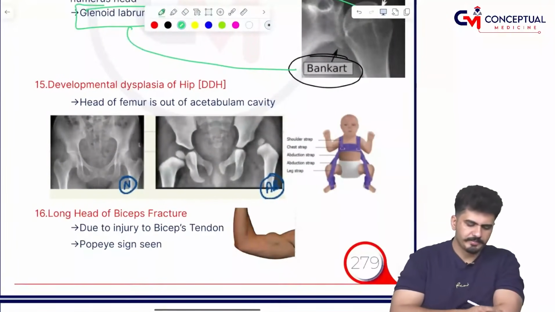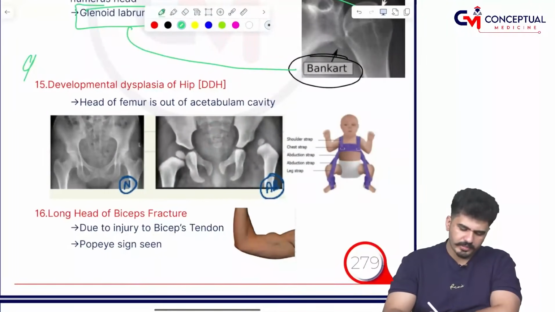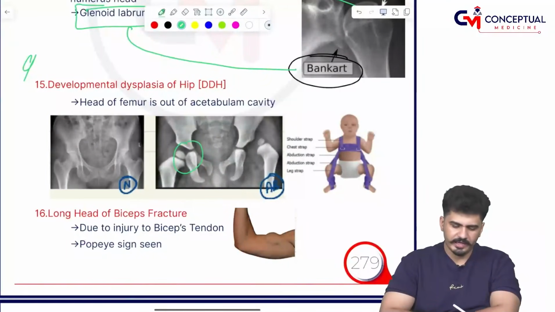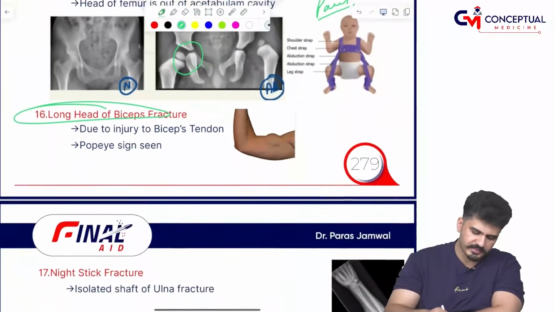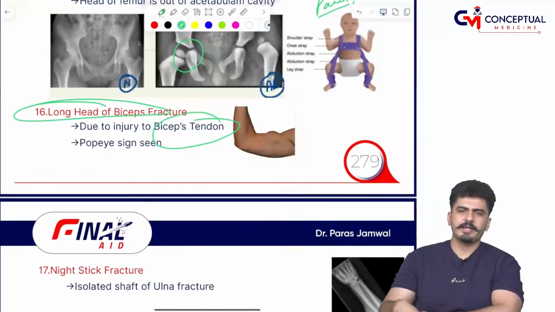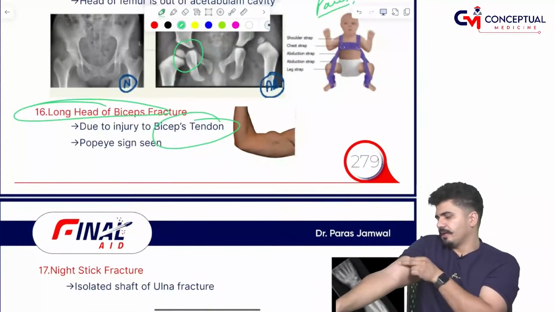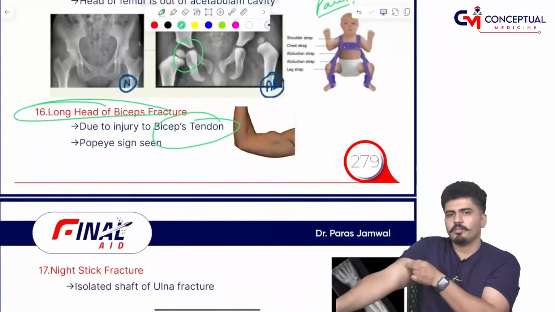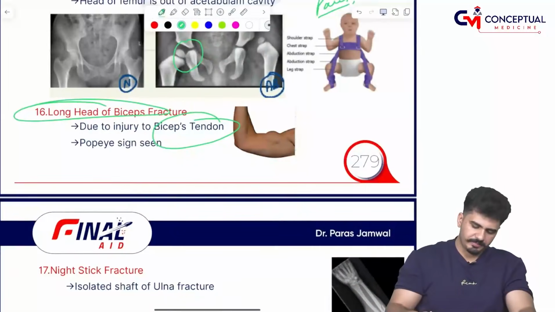Now, developmental dysplasia of the hip. Now, your femur is not getting into the acetabular cavity because of the developmental delay. Here we will use a splint called as pelvic harness. The long head of biceps fracture is due to the tendon bicep. Tendon bicep टूट जाती है, पूरा brachialis muscle एक उसकी तरह, you will say नींबू की तरह यहाँ पे इकट्ठा हो जाता है. So this is long head of biceps fracture.